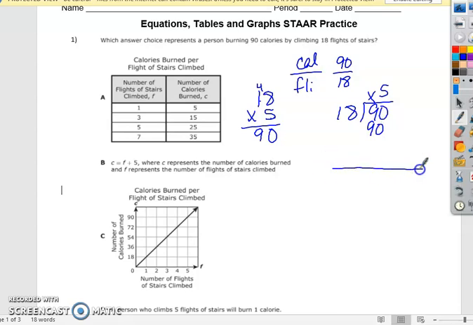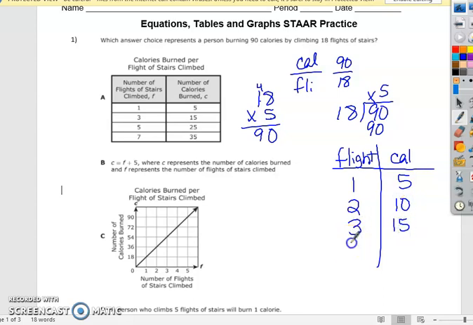So guys, what that means is, I'm just looking over here, I'm not even looking at what's on my answer choices. Flights, and then calories. If I go up 1 flight of stairs, I'm going to burn 5 calories. If I go up 2 flights of stairs, that would be 10 calories, because every flight is 5 calories. 3 flights would be 15, and so forth. Each time it goes up by 5, that constant rate of change is 5 calories per 1 flight.